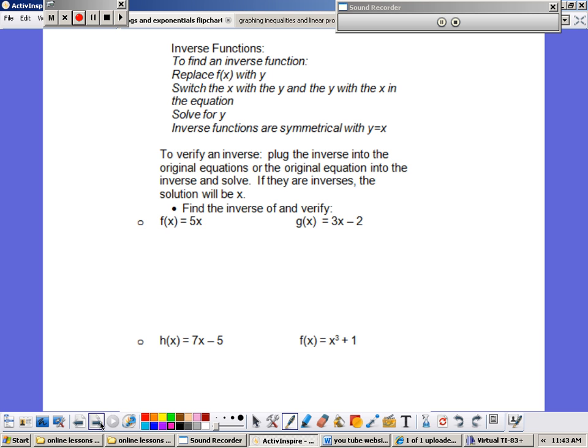You take f of x and you replace it with y. So y equals 5x. Then you switch the x and the y. So x equals 5y. You solve for y. Divide by 5. y is equal to x over 5. This is my inverse.